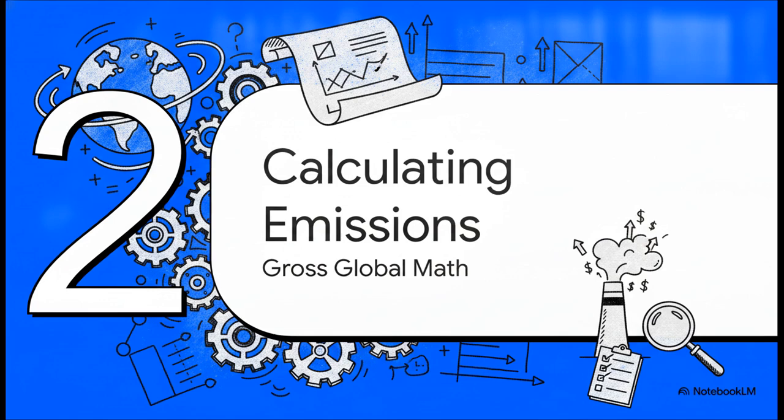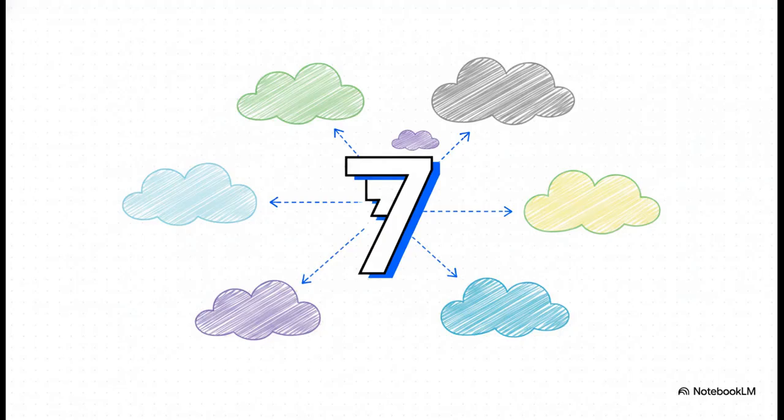Moving right along to Section 2, calculating gross global emissions. 7, it's a crucial number to remember here. When we talk about greenhouse gases, carbon dioxide usually steals the spotlight, right? But the SASB standard specifically requires tracking 7 distinct greenhouse gases covered under the Kyoto Protocol. You've got a whole hidden group of offenders to account for.